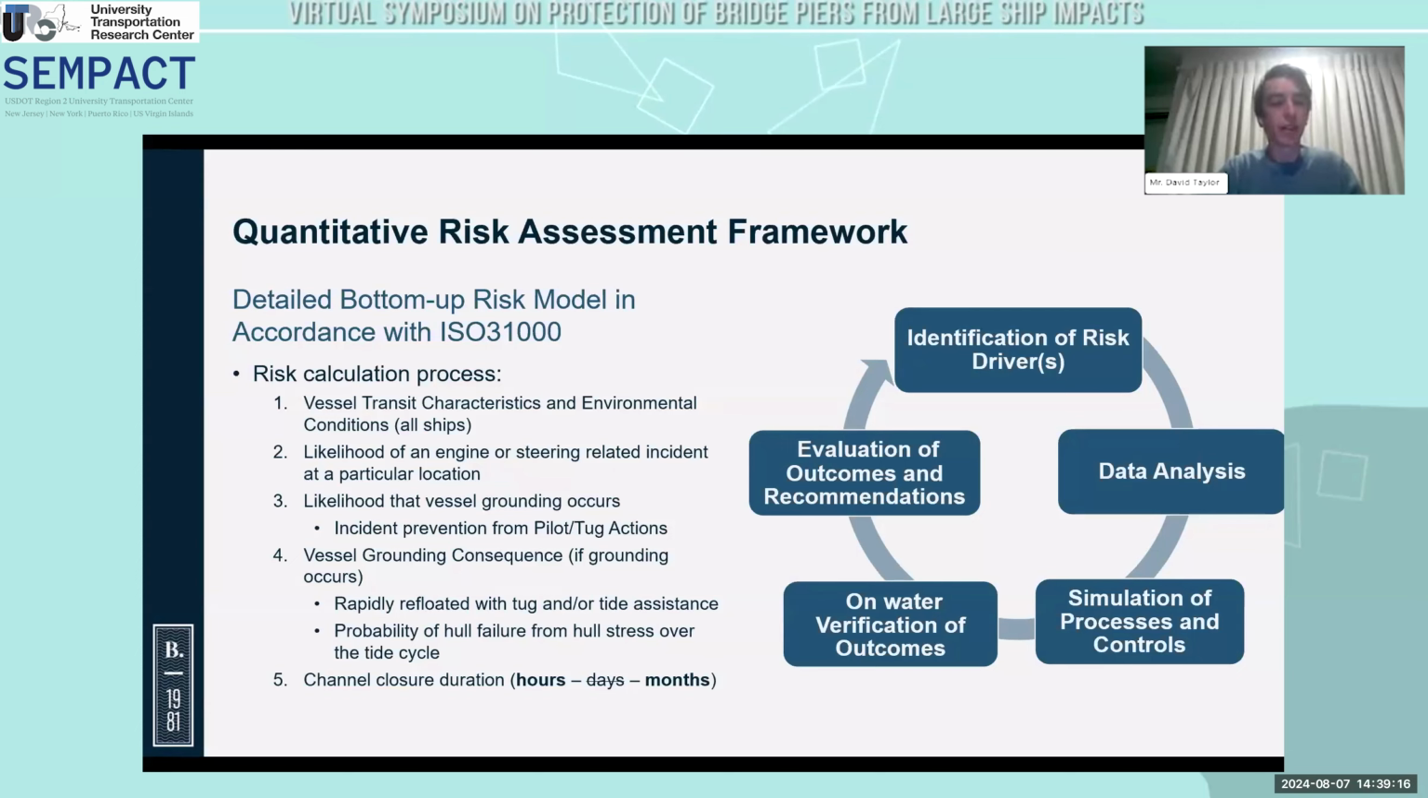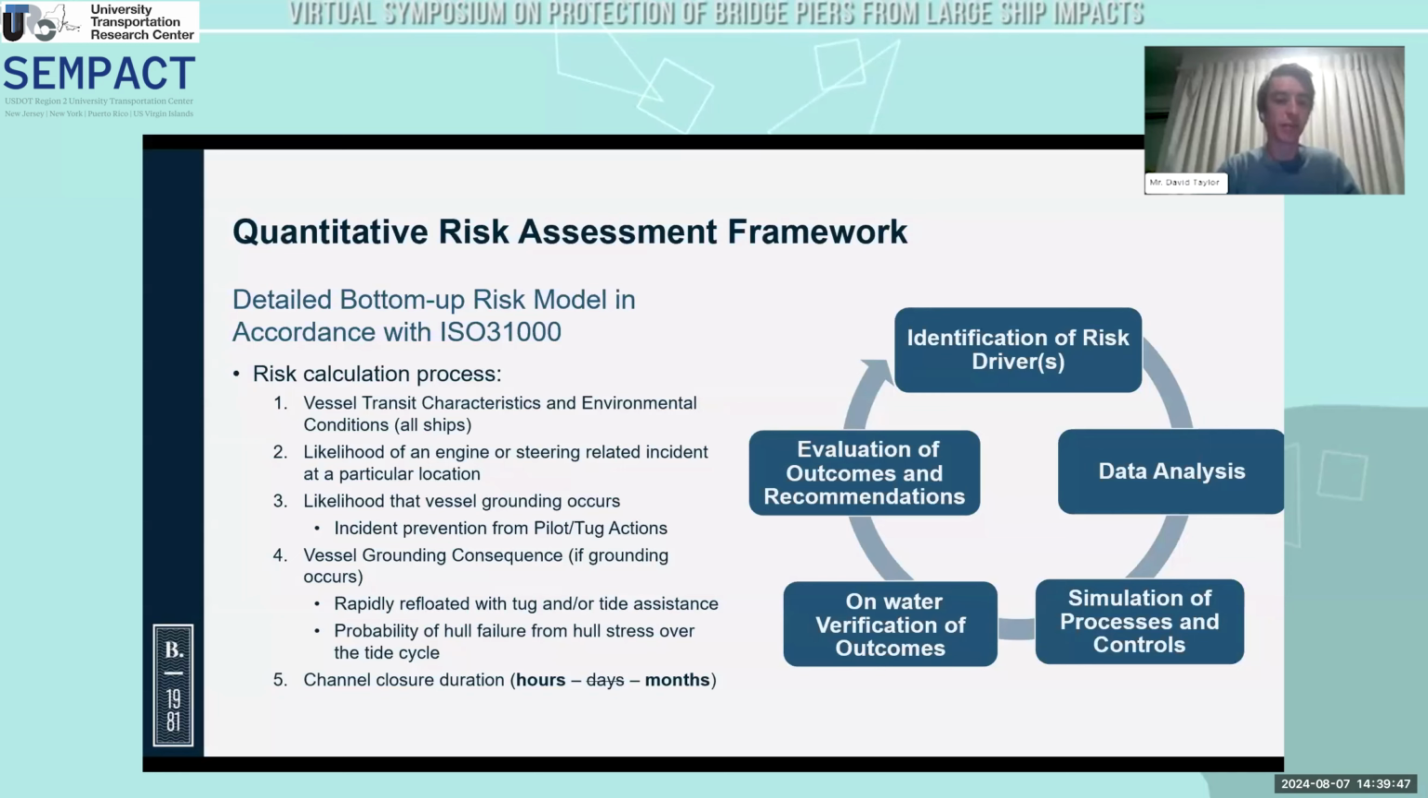The third component of the calculation is probably the most critical, and this is related to, you have an incident, but what's the likelihood of vessel grounding? In this third component is where those human factors are particularly important. So these are actions of the shipmaster and ship crew, as well as the pilot and the tugs that are assisting the ship. And then finally, what's the consequence of grounding?